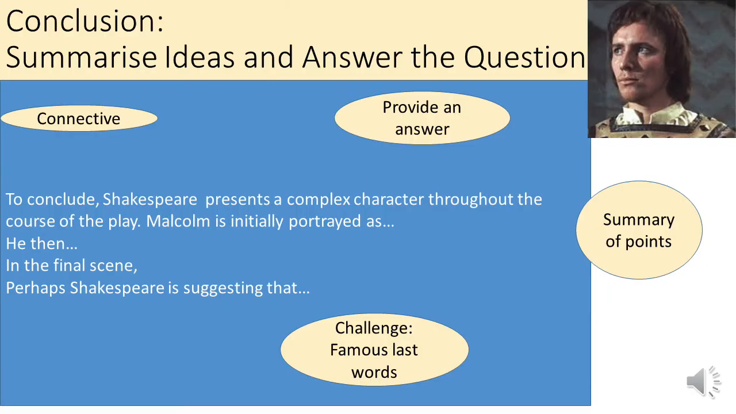Okay, and finally, conclusion. So to conclude, Shakespeare presents a complex character. I've started with a connective, "to conclude." I've provided an answer. What's Malcolm like? He's a complex character. "Malcolm is initially portrayed as..." so I'm going to summarise my points. "He then, in the final scene..." so you sum up what you've said already, and if you can, you do some famous last words. "Perhaps Shakespeare is suggesting that..." and that'll make a really strong answer.